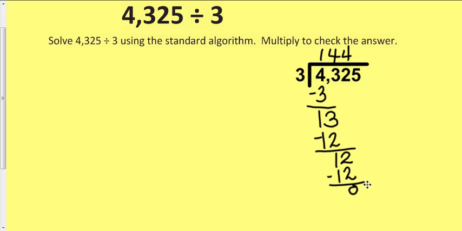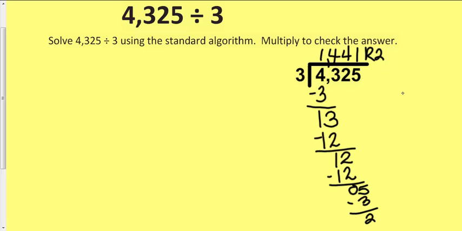So I'm going to divide these 5 ones. When I take 5 ones and put them in 3 groups, that's going to give me 1 in each group. That's going to use 3 ones with 2 ones left over. So I'm going to have a remainder of 2. So my answer is 1,441 with a remainder of 2.